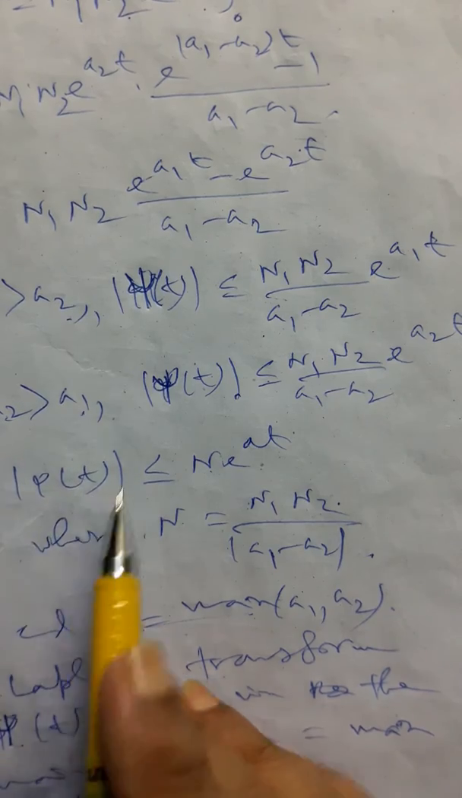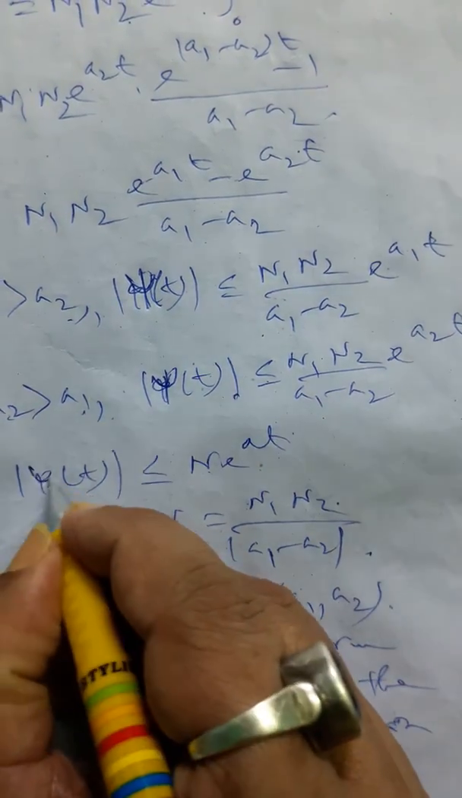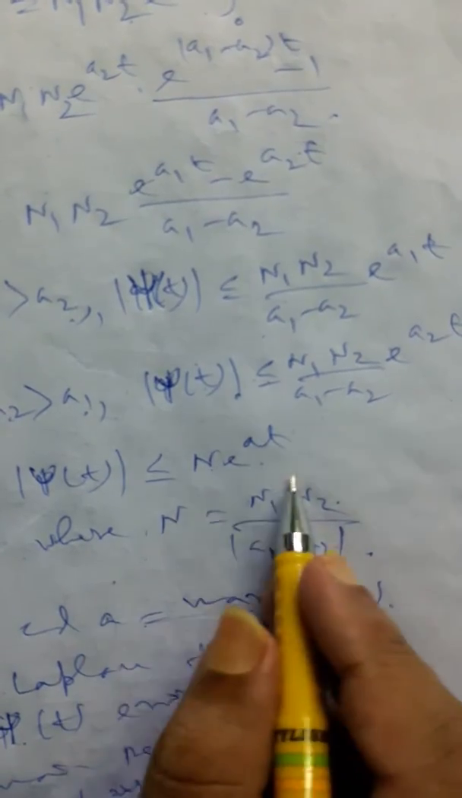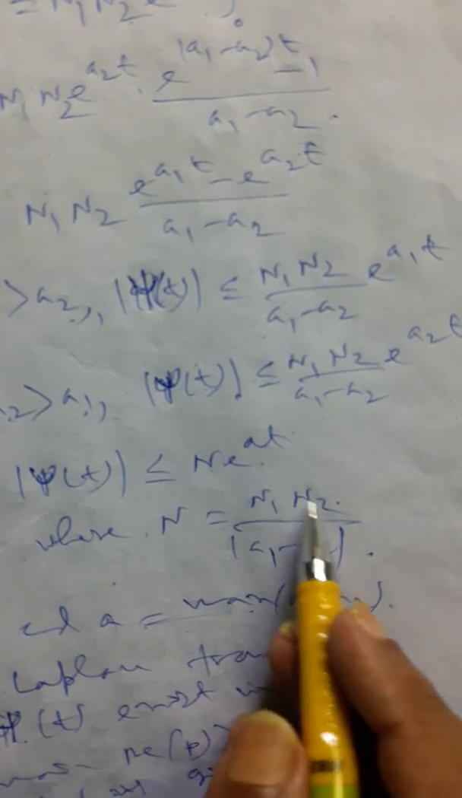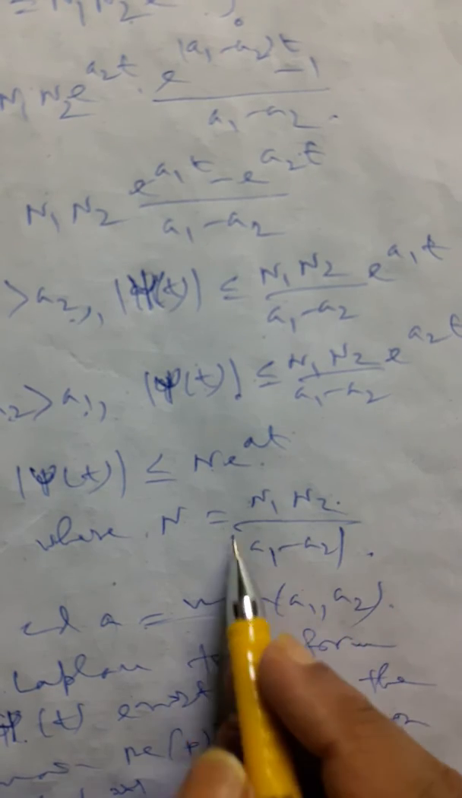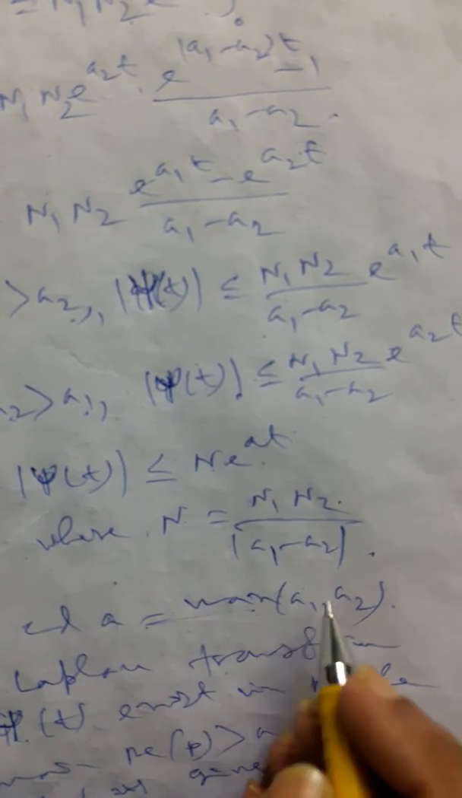Therefore mod of psi(t) is less than or equal to N e to the power a t, where N equals mod of N1 N2 divided by mod of (a1 minus a2), and a is equal to the maximum of a1 and a2. We replace in this way.